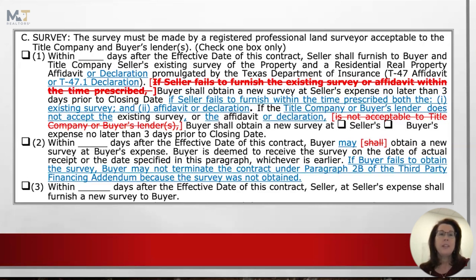C number 2, within so many days after the effective date of this contract, buyer may, there's that word change, obtain a new survey at buyer's expense. Buyer is deemed to receive the survey on the date of the actual receipt or the date specified in this paragraph, whichever is earlier. New verbiage added, if buyer fails to obtain the survey, buyer may not terminate the contract under paragraph 2B of the third-party financing addendum because the survey was not obtained. Time is of the essence here, remember that. And so buyer's agents, make sure you're staying within the time frame and making sure your buyers are doing what is needed and required of them in the survey situation.